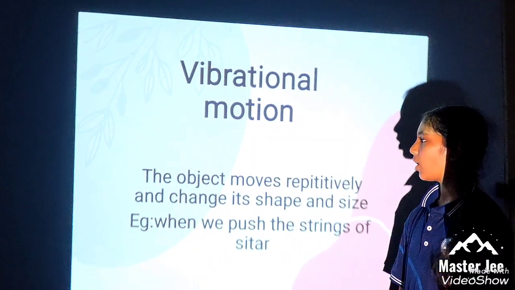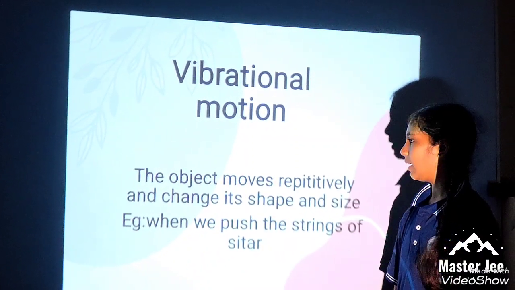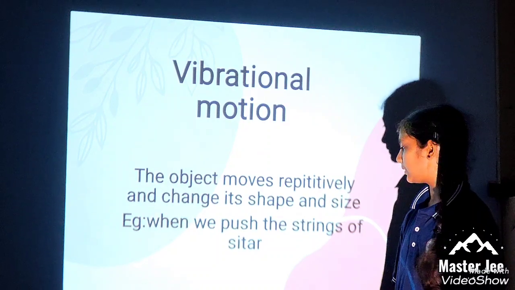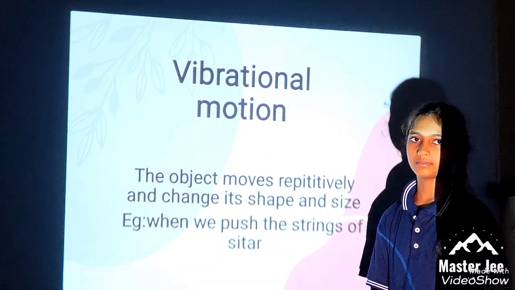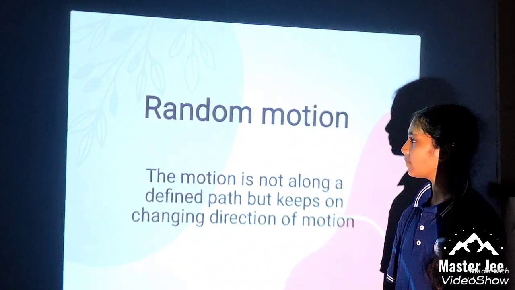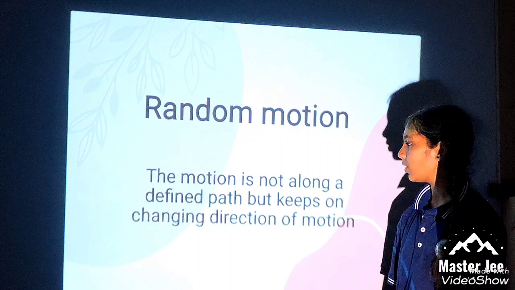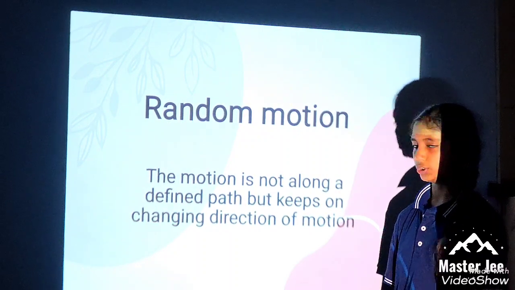Vibrational motion. The object moves repetitively and changes its shape and size. Example, when we pluck the strings of a sitar. Random motion. The motion is not along a defined path but keeps on changing its direction of motion.